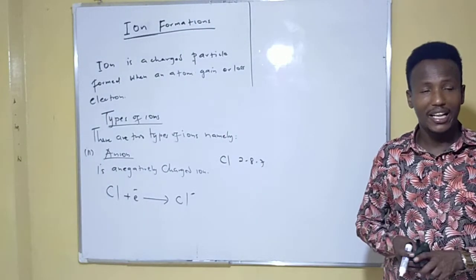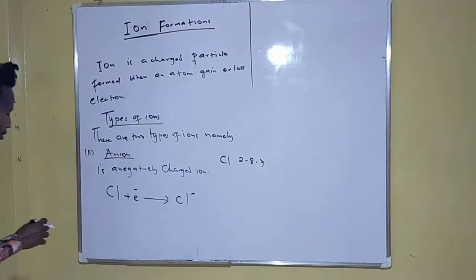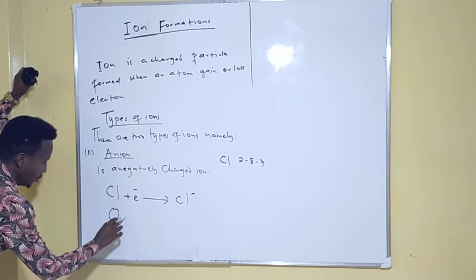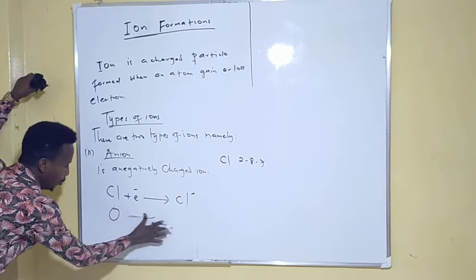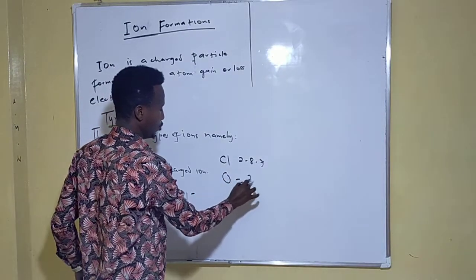Let me take another example. Let me take oxygen. Oxygen will gain electrons. Oxygen, O, is written as 2,6, atomic number 8.